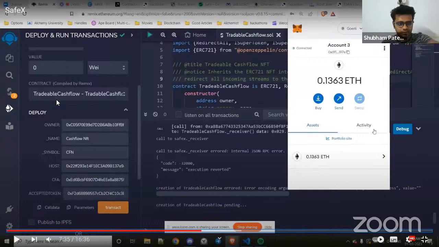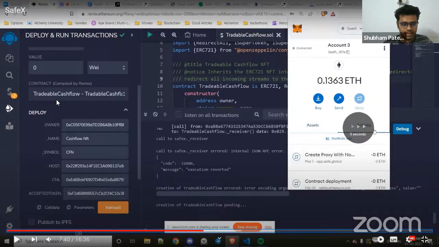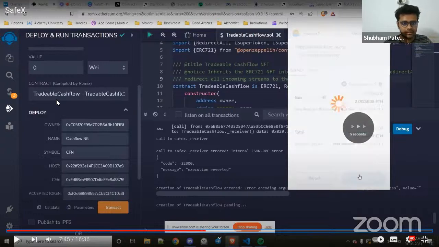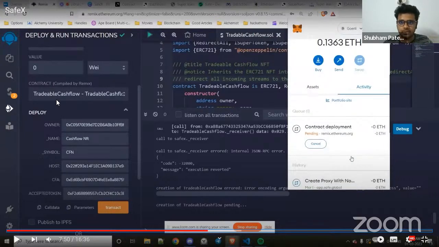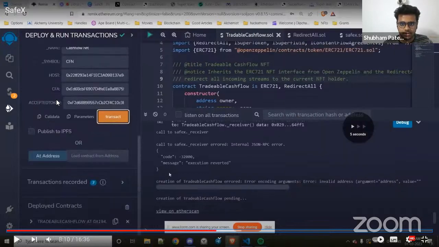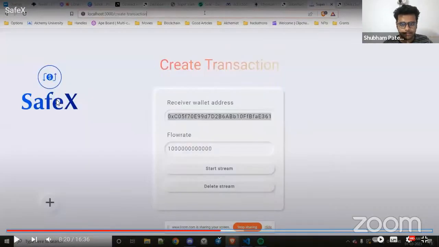All this information is pretty basic. The owner is the safe address in this case. Then the name of the NFT, its symbol, host, CFA, and accepted token. Host and CFA are given by Superfluid. The accepted token is DAX for our case. It can be any token which the employer is giving as a money stream. So I'll deploy this contract.